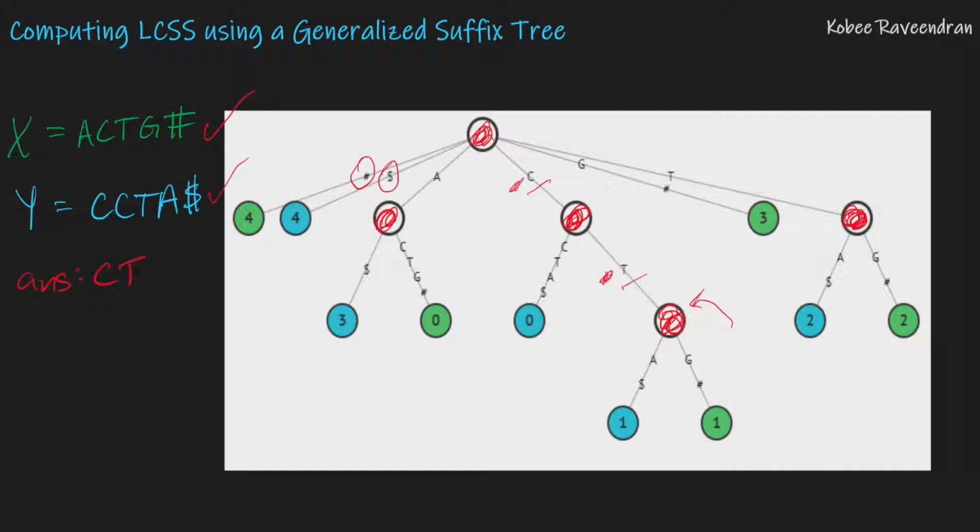And at this point, X and Y had something in common. And then here, at the lowest possible node where they could diverge, they diverge. So afterwards, they're different. But up until then, they were the same at some points. And so that gives us the CT. And you'll notice that we've actually done this in linear time.